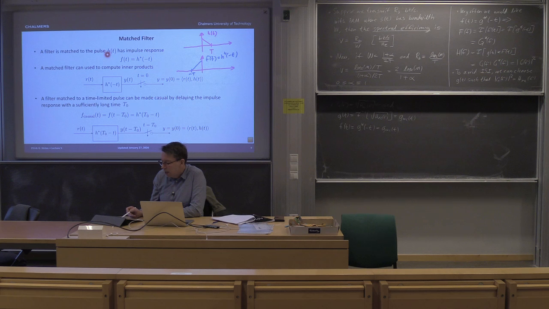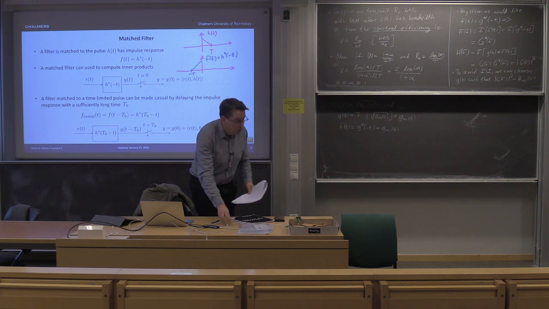If we have a pulse H, we can find an impulse response which is equal to this, then this is a matched filter to this pulse. A matched filter then can be used to compute these inner products. So if the input is R and we have this filter, which is a matched filter to the pulse H, then we get an output Y, and if we sample that at time 0, it turns out that this sample, which is the value of Y of t when t is equal to 0, is the inner product of R and H. So let's prove that very quickly.